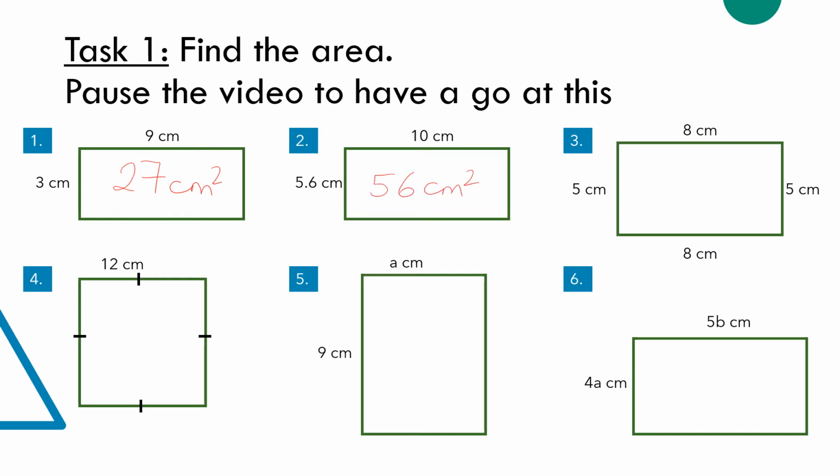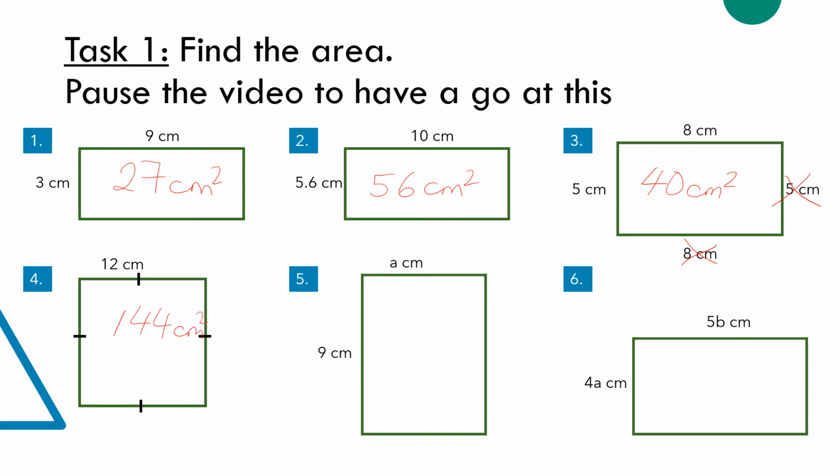For this one, they try to catch you out by labelling all the sides. Remember, the formula is just length times width, so you only need 1 of the lengths and you only need 1 of the widths. So I'm just going to get rid of the extra information on there. 5 times 8 is 40, so it's 40 centimetres squared. Here we have the symbols or the notation to show us that they're of equal length, in other words it's a square, so we do 12 times 12, which is 144.